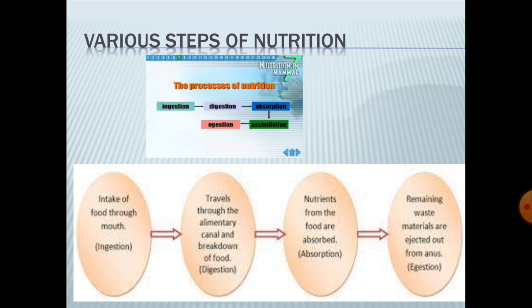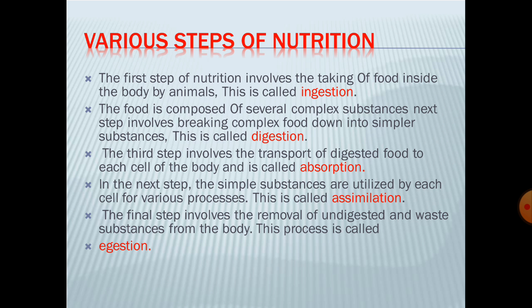Intake of food is known as ingestion. Converting the food from complex to simple form is called digestion. The nutrients from the food being absorbed in the blood is called absorption. This gets used in our body for forming various important compounds, known as assimilation, and finally the removing of waste is known as egestion. These were the various steps of nutrition on the screen: ingestion, digestion, absorption, assimilation, and egestion.